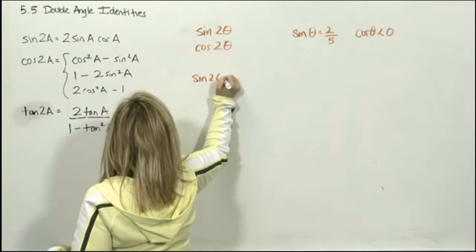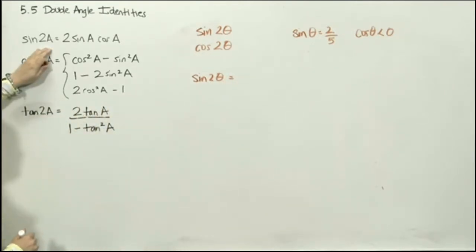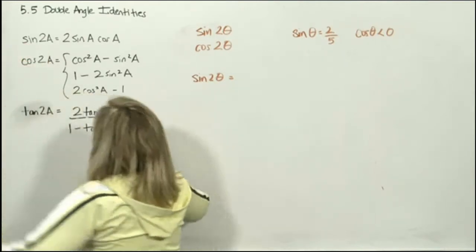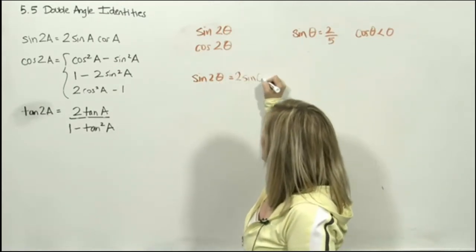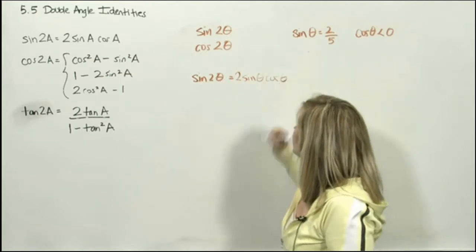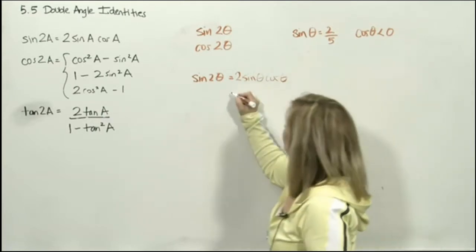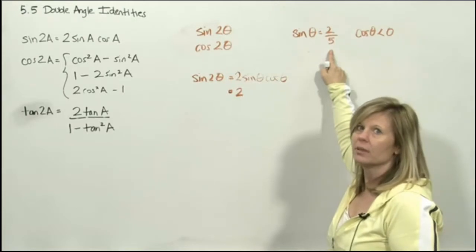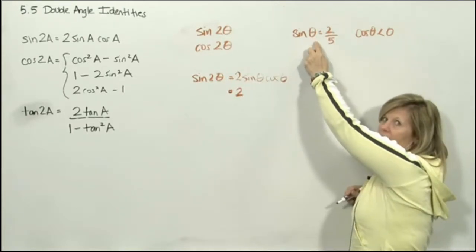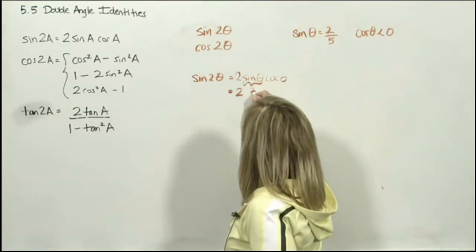So sine 2 theta, now I know, in the book, in the textbook, they use A. A and theta are interchangeable. They represent an angle. If they're using theta in the example, I'm going to use theta in my work. So sine 2 theta is 2 sine theta cosine theta. If I can fill this right side of this identity in, I will have my answer. So I know sine theta because it's given here. Even though I don't know how many degrees that angle is, I know what the trig function value is. The sine of theta is 2/5.